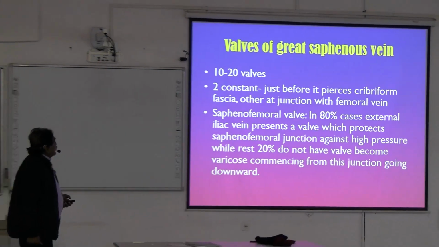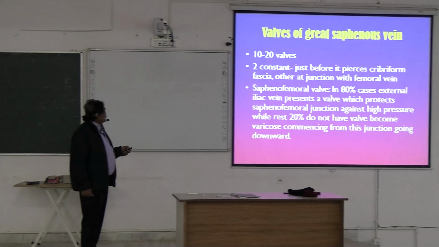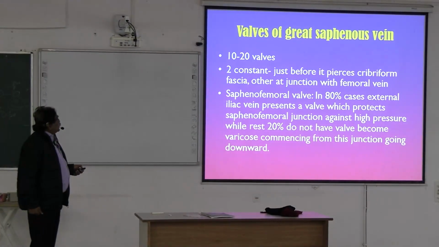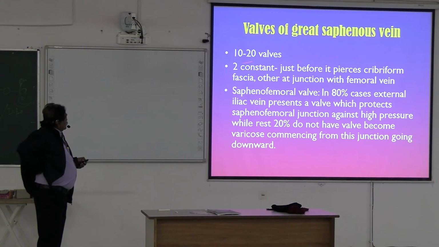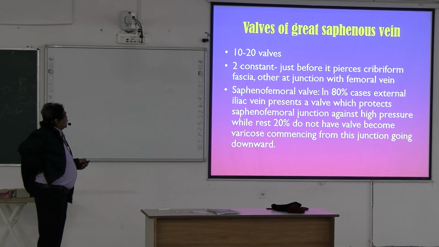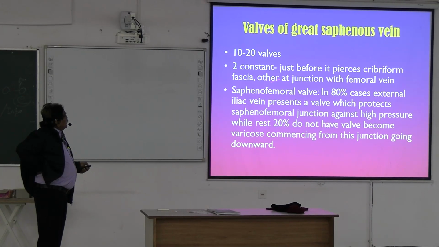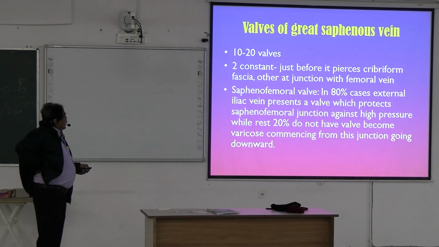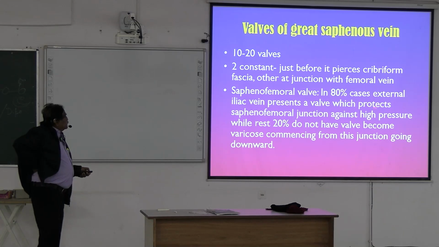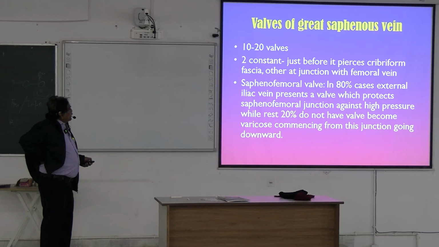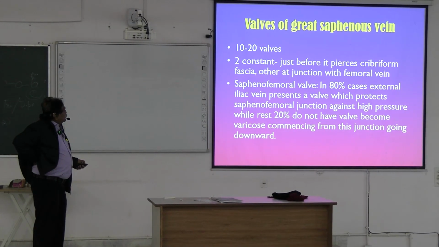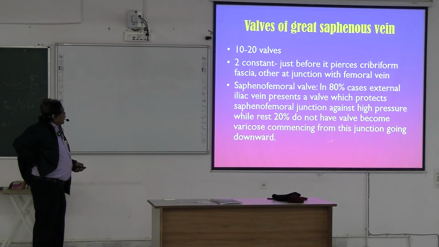Now, valves of the great saphenous vein: 10 to 20 valves, 2 constant just before it pierces the cribriform fascia, others at the junction with the femoral vein. So you know this part. At the saphenofemoral junction, in 80% of cases the external iliac vein presents a valve which protects the saphenofemoral junction against high pressure, while the remaining 20% do not have a valve and become varicose, commencing from this junction and going downwards.